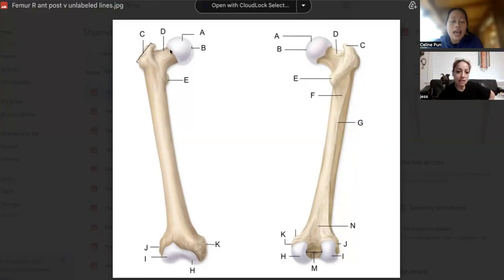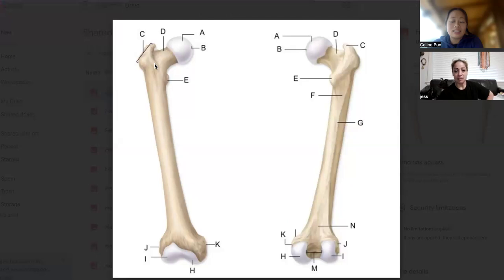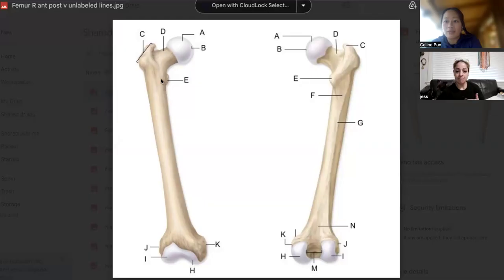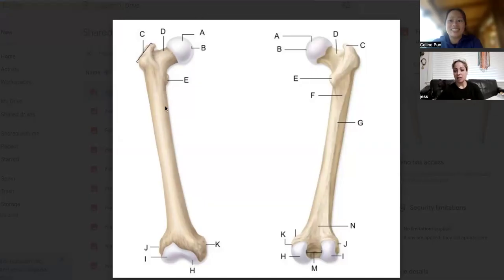And then what's D? The neck. Yep. And what about C and E? They're like besties, so that's how I remember them. One is the big one and one is the little one. The trochanter. Yeah, I've got to remember that. It means massive projection. And the greater one is the bigger one, of course, greater and lesser.